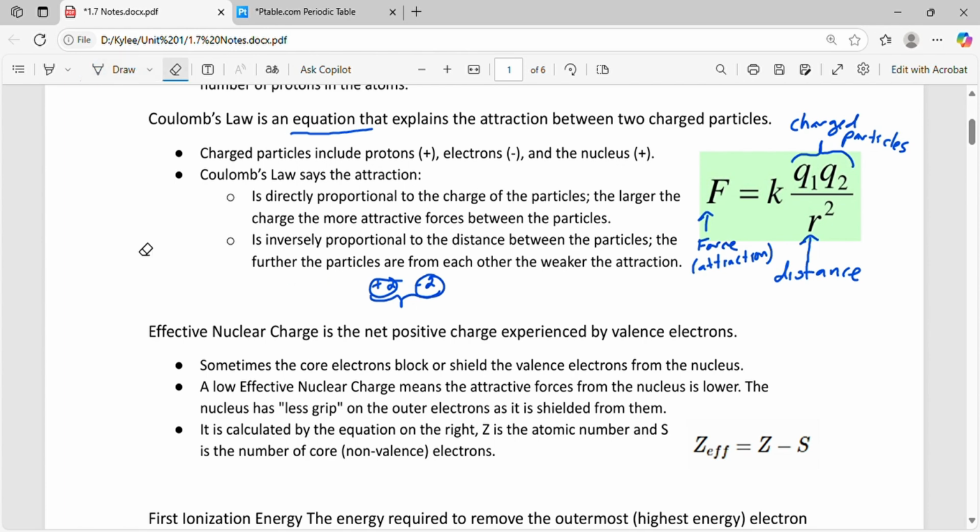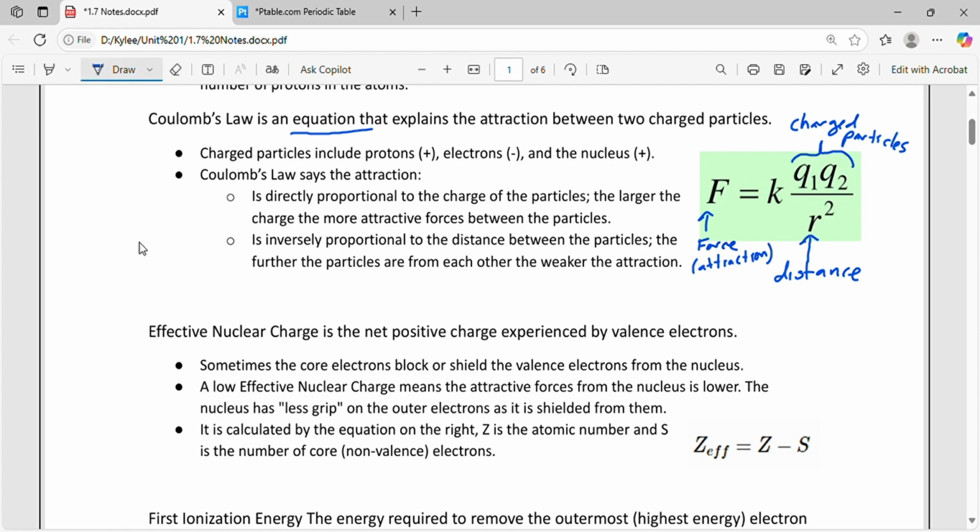And then this bottom bullet point has to do with our denominator. So our denominator, remember, we can think of it as distance. So this is an inverse relationship because as distance gets bigger, because it's in the denominator of the equation, force will actually get smaller. So two particles that are closer together will have more attraction, an increase in force of attraction between them, versus two particles that are more spread out. The larger that distance is, the weaker the force is.